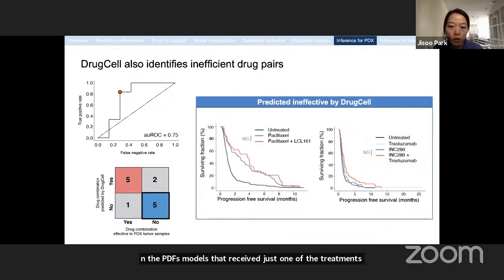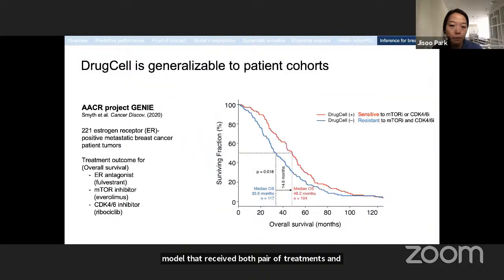On the other hand, for the drug pairs predicted as ineffective by DRUXA, for example, paclitaxel and LCL161, and INC280 and trastuzumab, we found that the progression-free survival rate didn't really differ between the PDX models that received both treatments and those that received just one treatment.